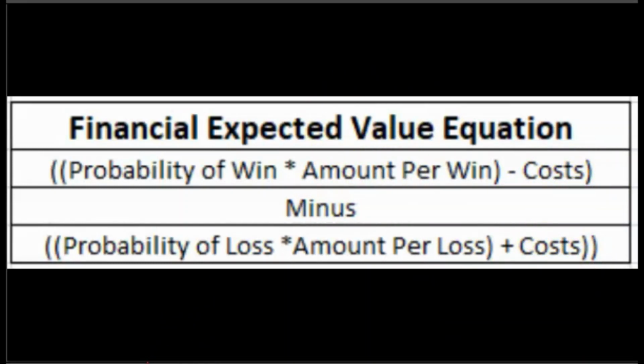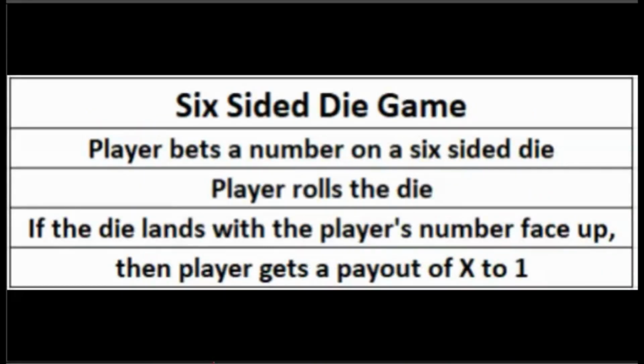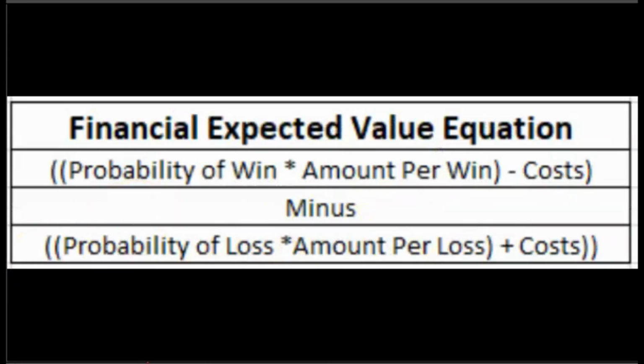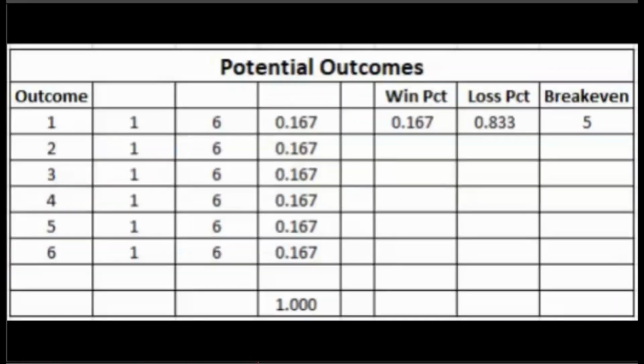So if a casino were to have a game, suppose a game involving the rolling of a die, they could set the rules so that the player would bet on a 6-sided die. The player would roll the die, and if the die lands with the player's number face up, then the player gets a payout of X to 1, and X are the odds. So in order to determine what to set the odds at, the casino would use the EV equation in order to make sure that the game is profitable for the casino.